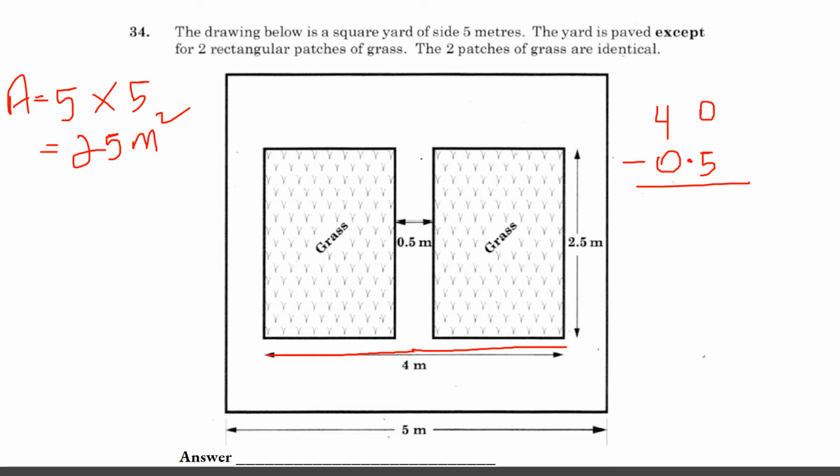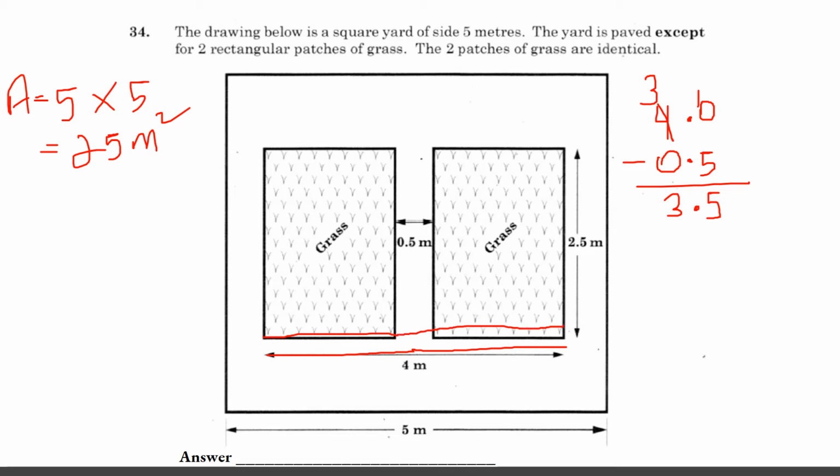It is 4.0. 0 take away 5 cannot, so we need to borrow from the 4. 10 take away 5 is going to give us 5. 3 take away 0 is going to give us 3. Good. So we subtracted the space.